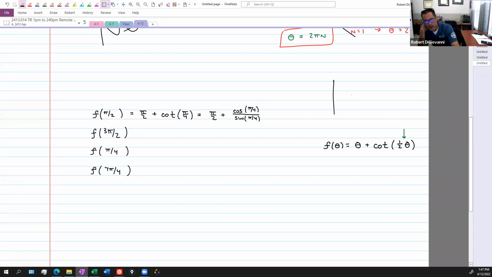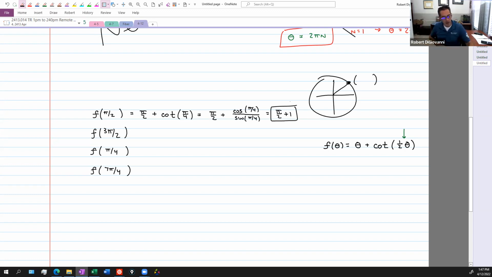Hey, but wait a minute, at pi over 4, that's right here, aren't the x and y coordinates exactly the same? So shouldn't this just be a 1? They're the same values, so whatever the x value is and whatever the y is, you divide them, you get 1. So this is just pi over 2 plus 1. Okay, whatever that is, I'll figure that out in a minute.